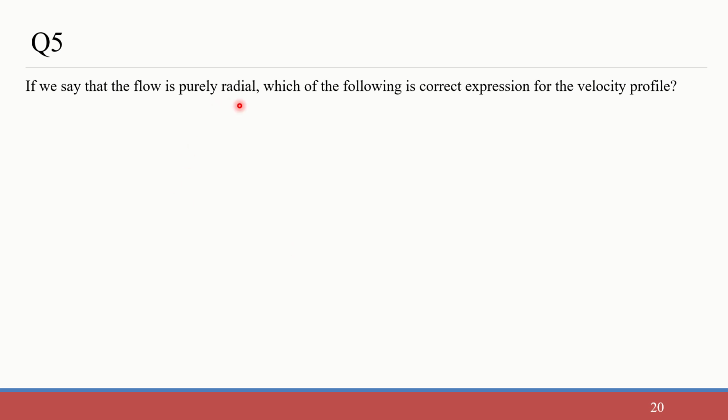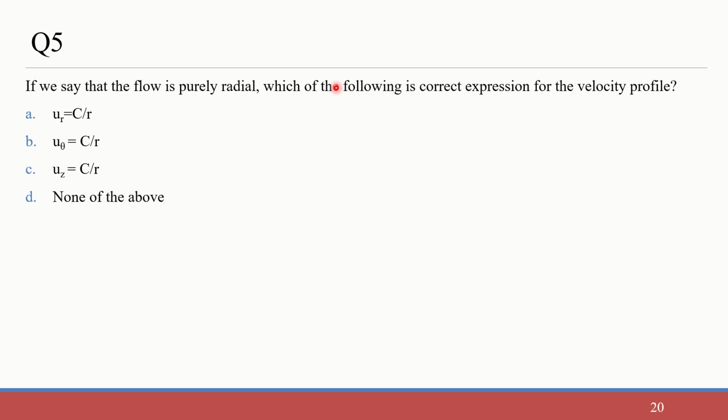If we say that the flow is purely radial, which of the following is the correct expression for the velocity profile? Option A, ur is equal to c by r, u theta is equal to c by r, uz is equal to c by r. Option D, none of the above.